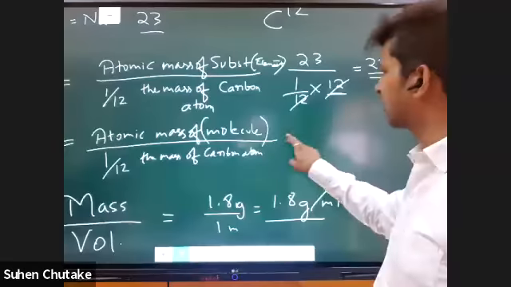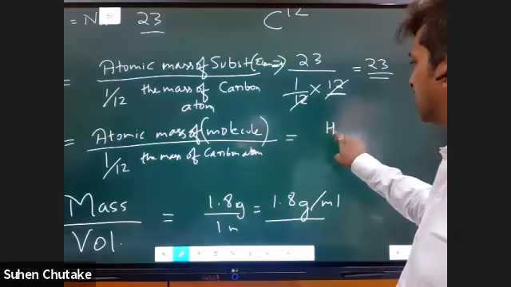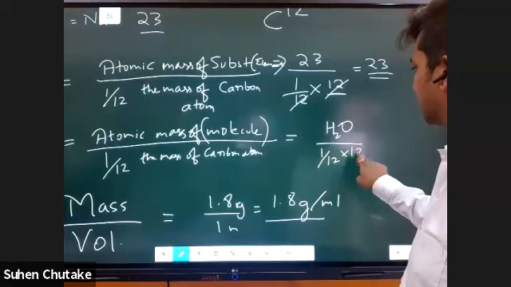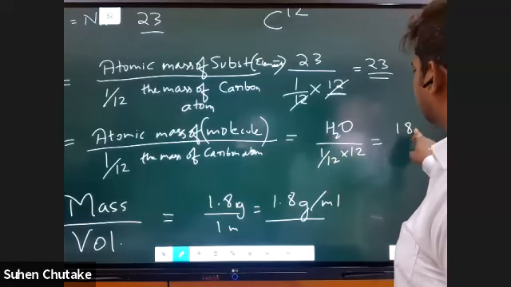Only thing we'll be taking is a molecule. Say for example, we take water. So water upon 1/12 the mass of carbon atom. Water ka mass is 18. So how did you get 18?